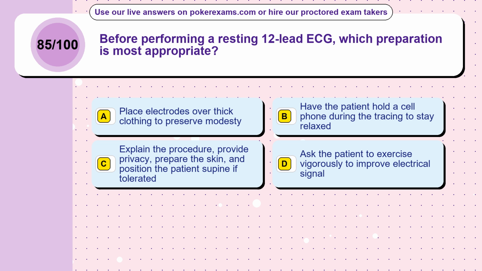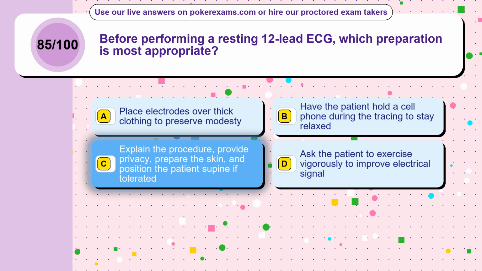Option A. Place electrodes over thick clothing to preserve modesty. Option B. Have the patient hold a cell phone during the tracing to stay relaxed. Option C. Explain the procedure, provide privacy, prepare the skin, and position the patient supine if tolerated. Option D. Ask the patient to exercise vigorously to improve electrical signal. The correct answer is option C. Explain the procedure, provide privacy, prepare the skin, and position the patient supine if tolerated.